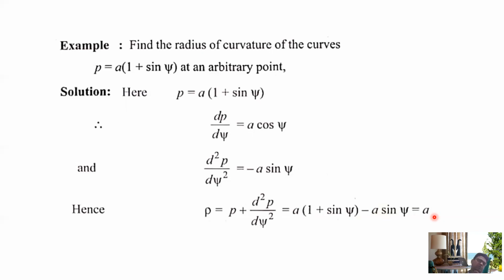So here I have discussed 5 types of formula by which we can find the radius of curvature of the given function. So first you have to make sure what type of function is given. According to that, you have to find the radius of curvature. Clear?